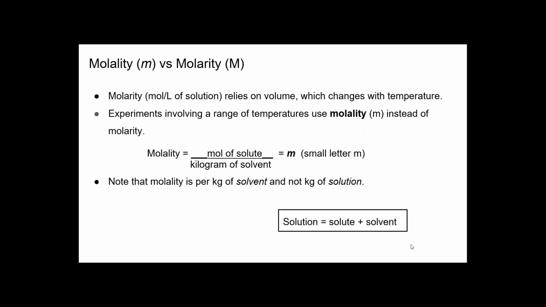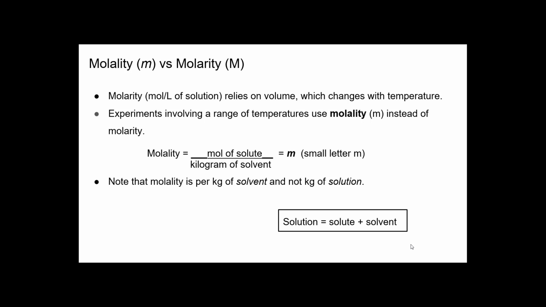So we're working with molality, which is a small m, versus molarity. To make sure you understand, this is not molarity, this is molality. Molarity relies on volume, and volume can change with temperature. So we don't want to use molarity while we're running experiments involving temperatures. We use molality because moles and mass do not change with temperature.